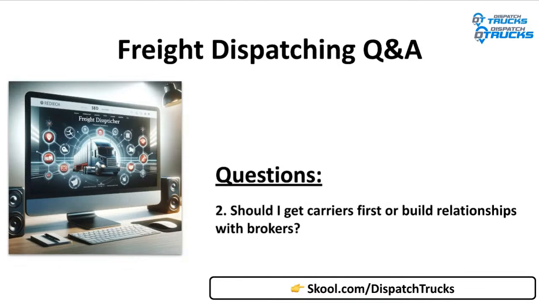So moving on to question number 1: should I get carriers first or build a relationship with brokers? This is a common question, and maybe you have this question in mind. Should I get the carrier first? Listen, when you start talking to brokers, let's say you have load board access, the number one reason you're talking to a broker is to negotiate the load and dispatch it to your carrier. So that means you must have a carrier in order to talk to a broker.